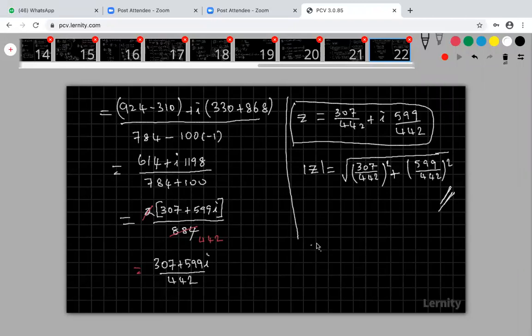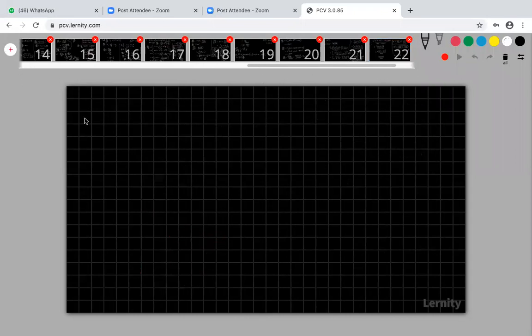So my Z1 is equal to 2 plus 3i, Z2 is equal to 1 plus i. Okay. Right. So I will go to the next slide. My Z1 is 2 plus 3i, my Z2 is 1 plus i.